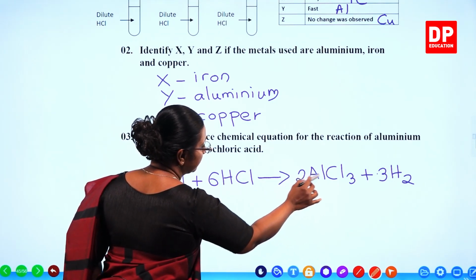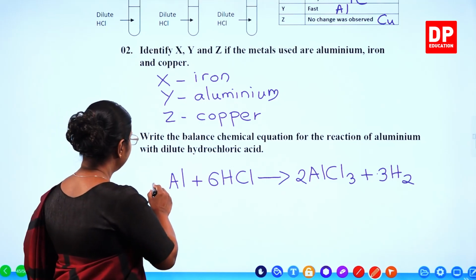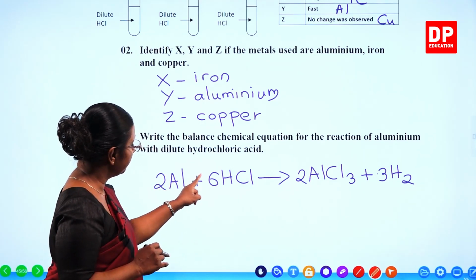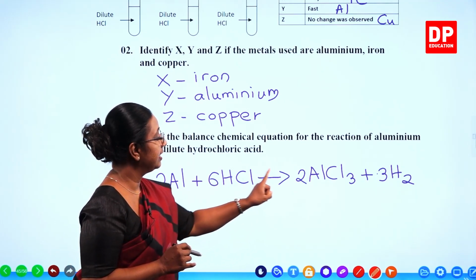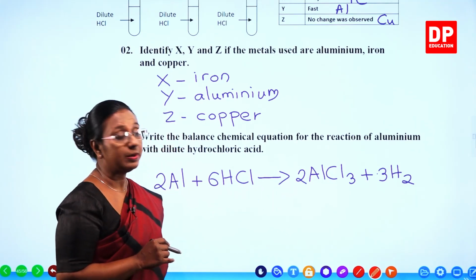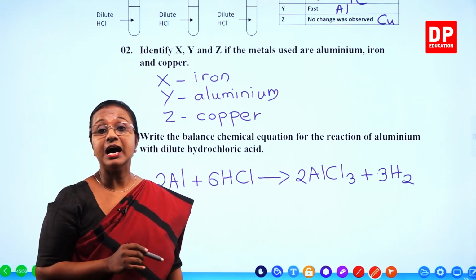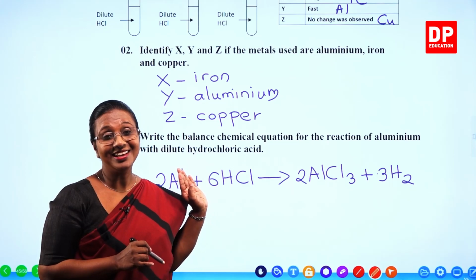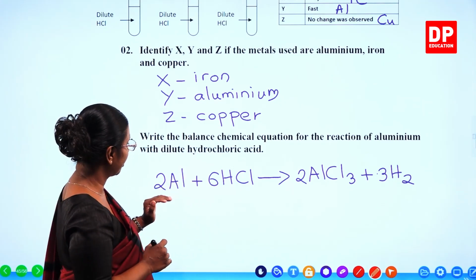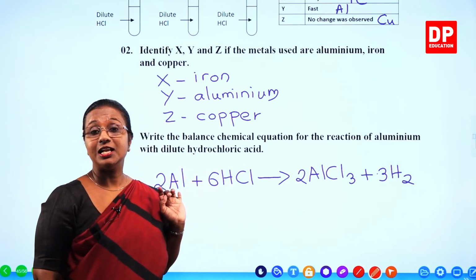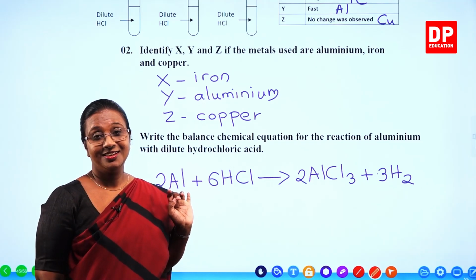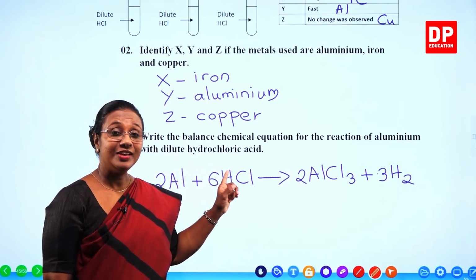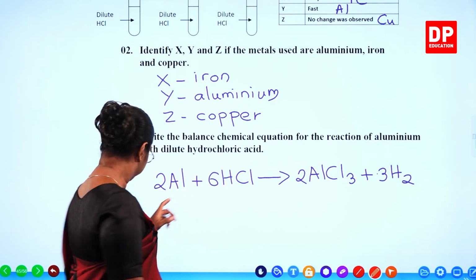But now aluminium is also 2 there. So we will need to put a coefficient 2 here. 2 aluminium plus 6 hydrochloric acid gives rise to 2 aluminium chloride and 3 hydrogen gas. So that is the balanced chemical equation for the reaction of aluminium with dilute hydrochloric acid. So I am sure students, you also would have written it correctly. With that, we'll move on to the next one.